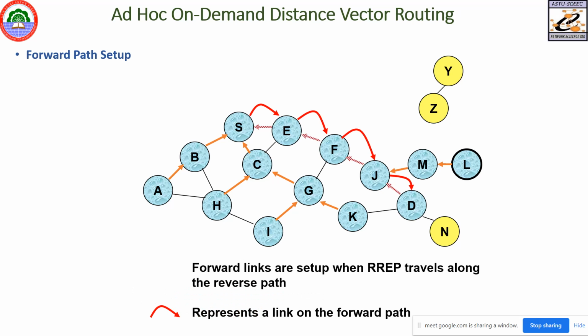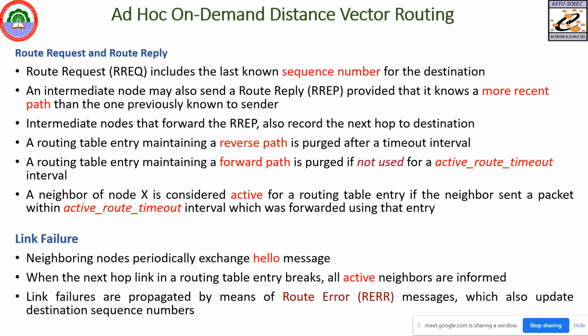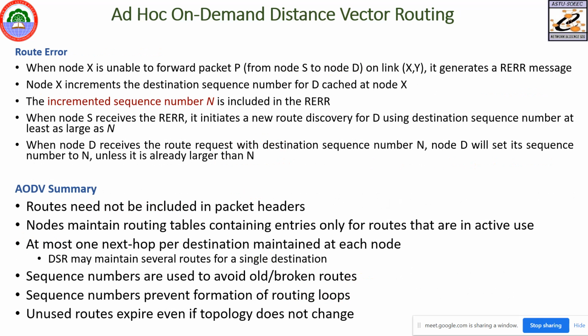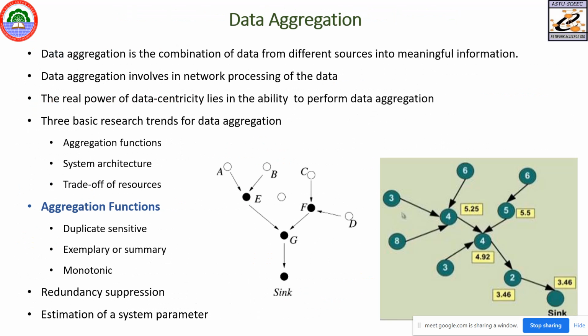As we can see, the dotted line is sending the reply. Once the reply reaches the source, it will establish the path, and through that path the packet will be transmitted. So these are the two basic protocols initiated for ad hoc as well as wireless networks.